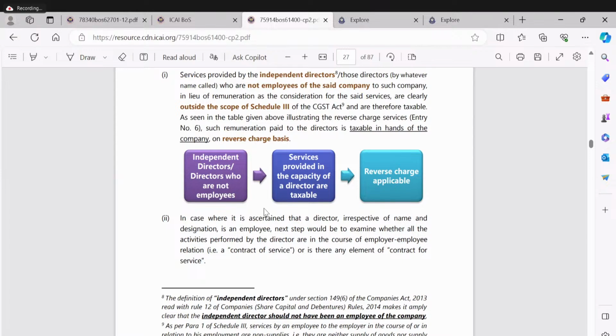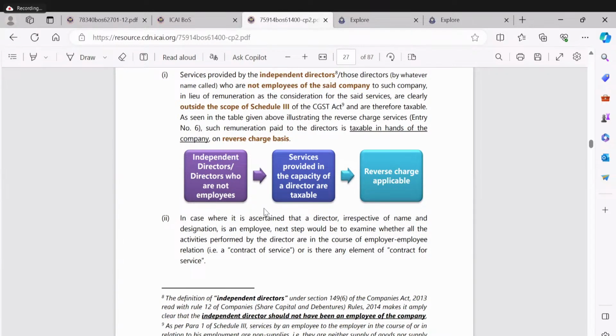So what is the situation if this director is an employee of the company? In that case, the services provided by this director will be services provided by an employee to employer. Then when we hear these words, services by employee to employer, the immediate thing which comes to our mind is Schedule 3. Schedule 3 says that any services provided by employee to employer will be covered under Schedule 3 or they will not be considered as supply of goods or supply of services. So if the director is an employee of the company, then services will become a non-supply.